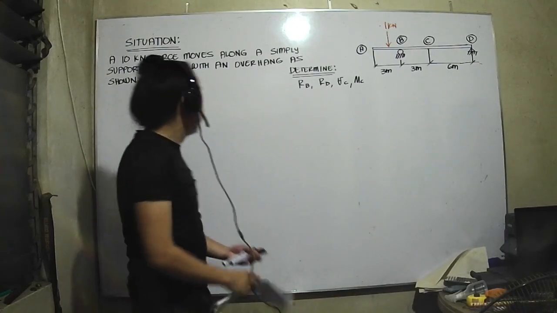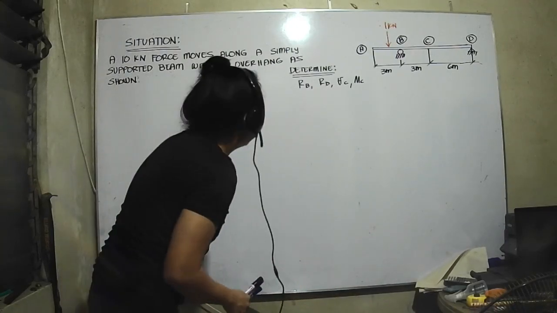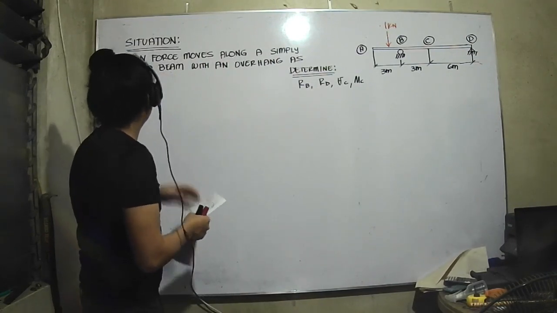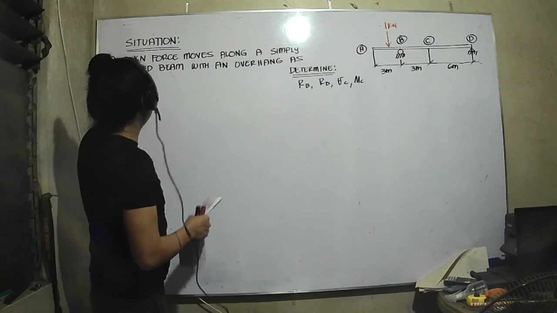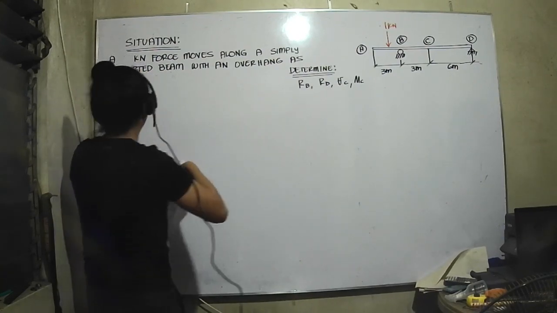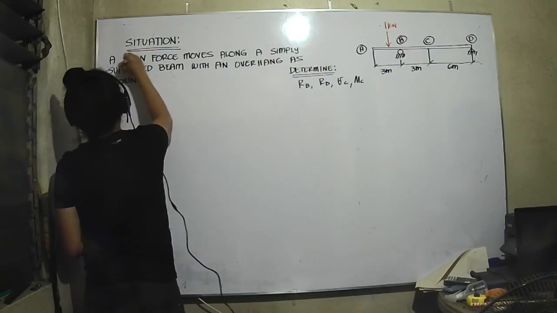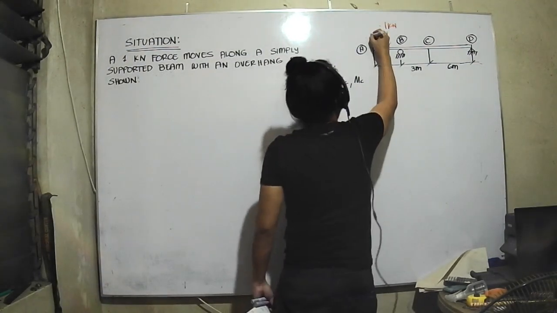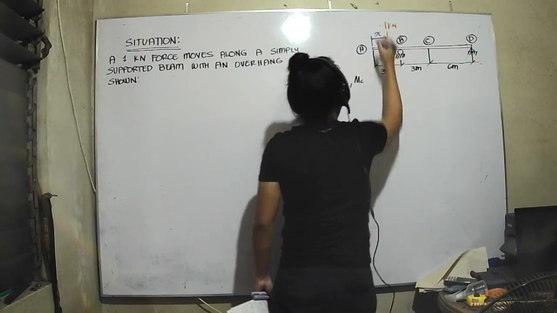Okay? So, we also have a situation in which the force is 10 kN, then 1 kN, 1 kN. And we have x, okay? This x is the coordinate.